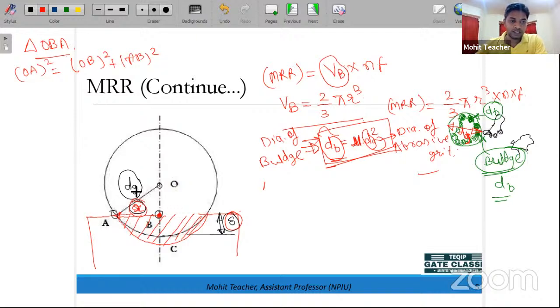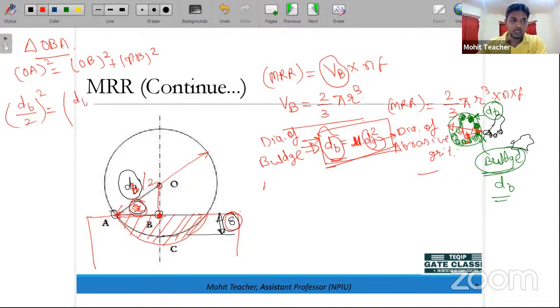This is not the DG, this is the DB. So this is DB by 2, because DB is complete, but we are using only half the radius. So this is (DB by 2) whole square equals OB, how much? This one is OB. So this complete is DB by 2, and this is delta, the indentation.